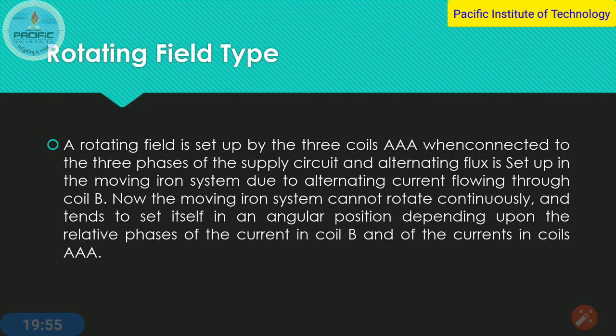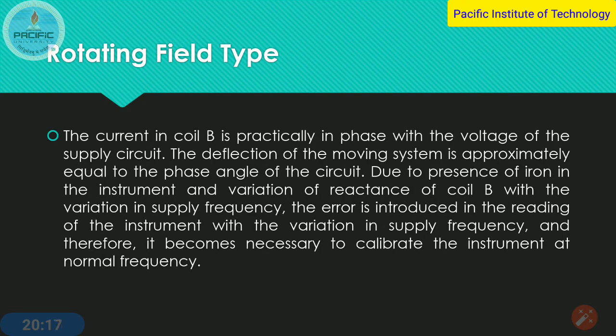Now remember, the moving iron system cannot rotate continuously, and it tends to set itself in an angular position depending upon the relative phase of the current in the coil B and of the current in the coils A, A, A. Now, the current in the coil B is practically in phase with the voltage of the supply circuit. Right? The current flowing in the coil B will always be in phase with the voltage of the supply circuit. So, the deflection of the moving system is approximately equal to the phase angle of the circuit.